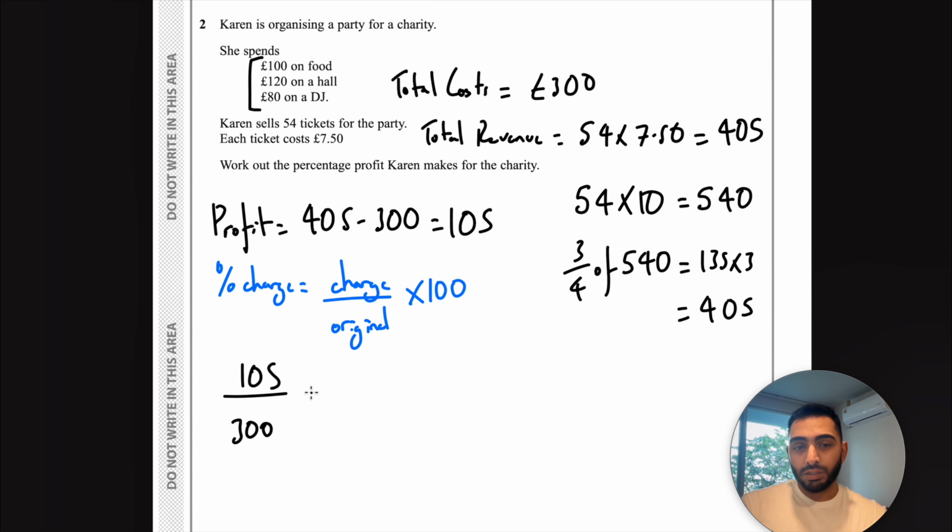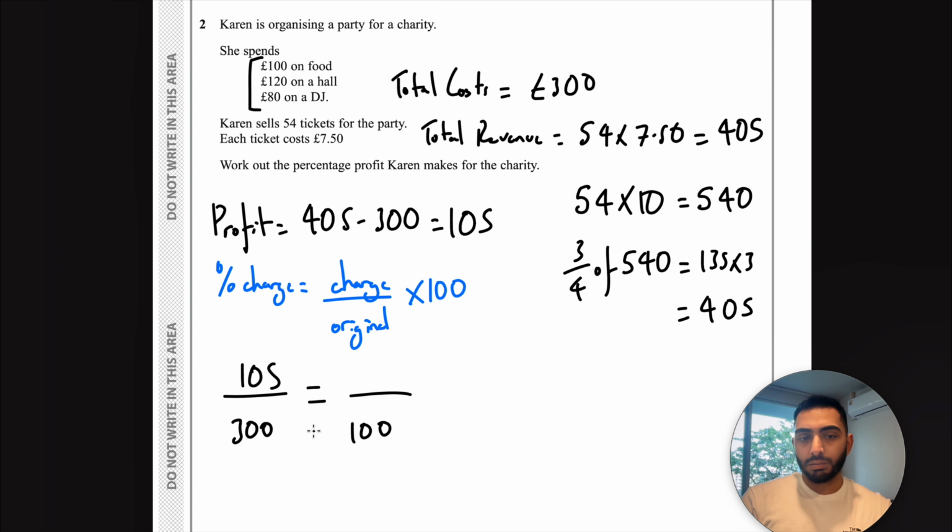I think the easiest way to do this is if we can get this bottom to 100, and then we just times it by 100. So I've divided by 3 there, I need to divide by 3 there. Let's do 105 divided by 3. So 3 doesn't go into 1, it goes into 10 3 times, and it goes into 15 5 times. So it'd be 35 out of 100, which is the same as 35%.